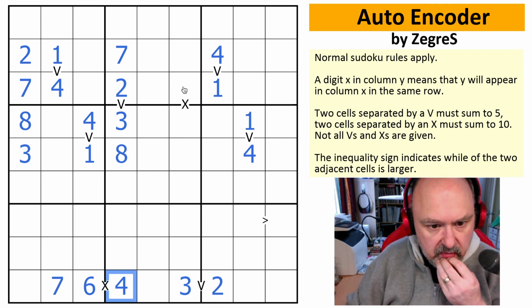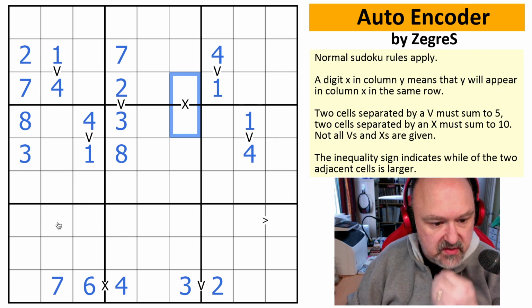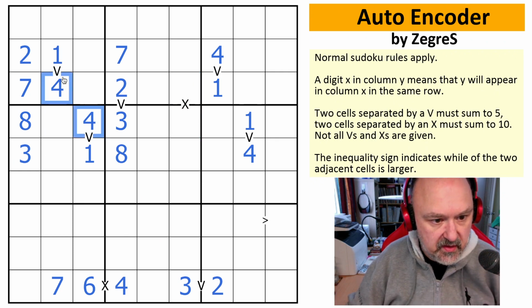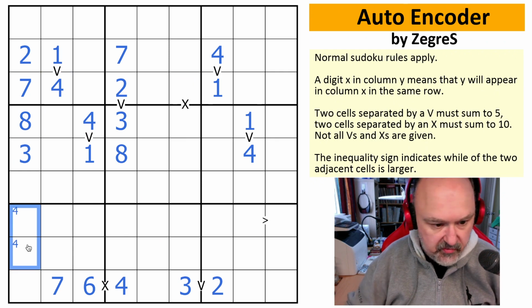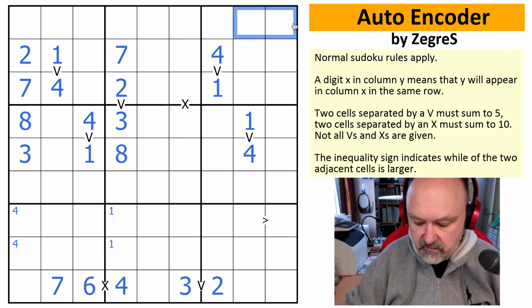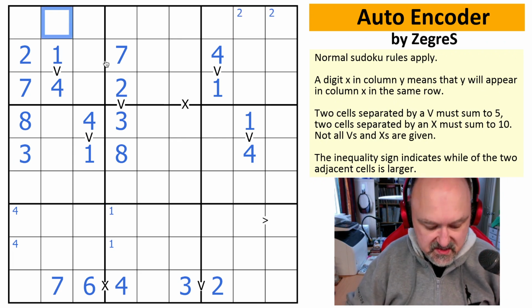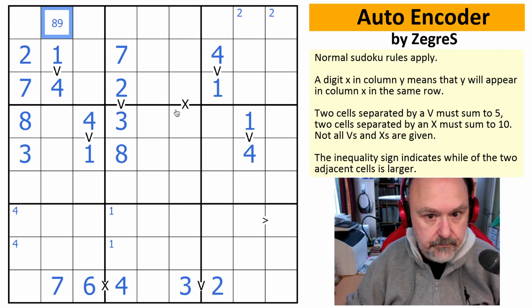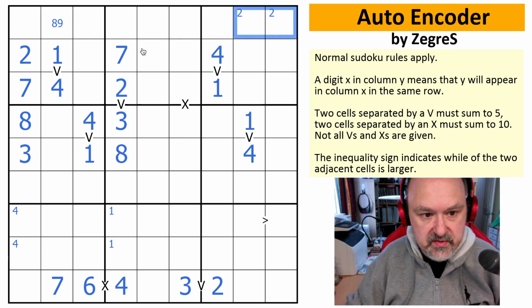Now, I'm wondering if it's this X clue, because there's some normal Sudoku we can do. Like we can see that 4 has to go in one of those two cells, which means 1 has to go in one of those two cells. 2 has to go in one of those two cells, which means this has to be an 8 or a 9. And that's simply because if 2 is restricted to column 8, column 9, this must point to where the 2 is.